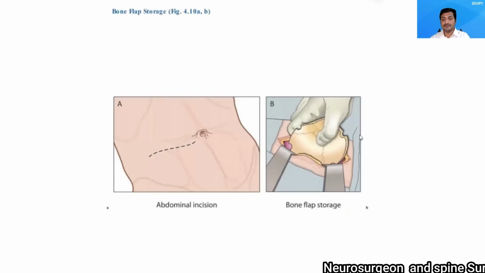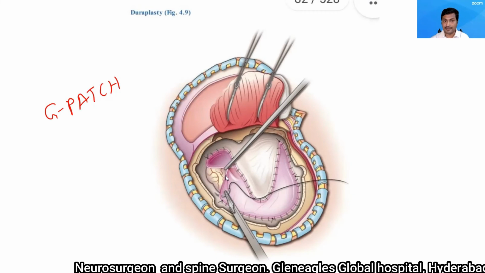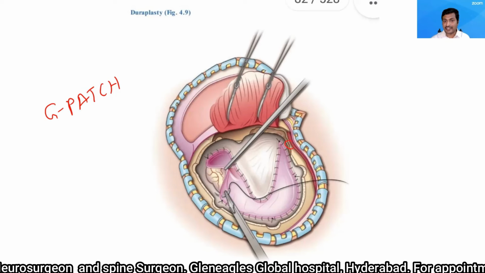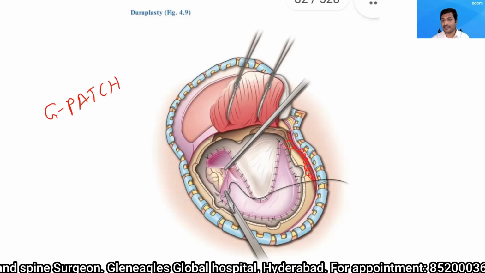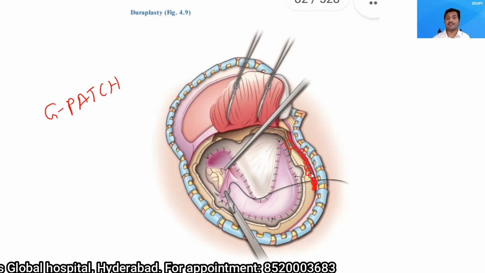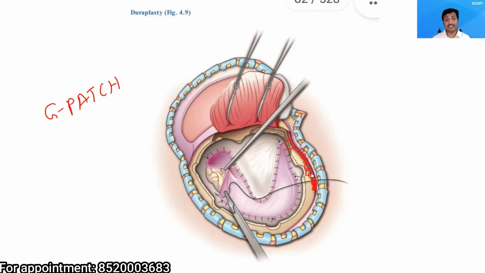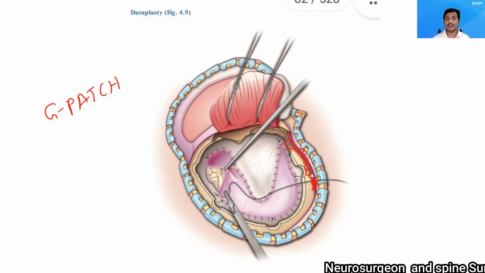So then I place the muscle. I anchor the muscle properly to the neighboring cuff of muscle. Then I place a closed drain. Usually I place it without suction, and then we close the skin in layers. This completes the cranial part of decompressive craniectomy.